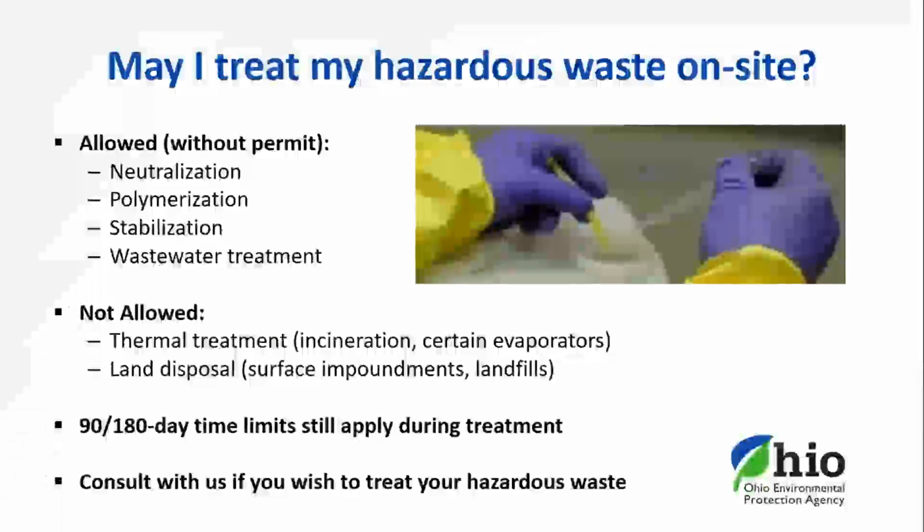But in general, there are a few types of treatment that are allowed. So you can perform neutralization, polymerization, stabilization, and wastewater treatment. The treatment needs to be done in tanks, containers, on drip pads, or in containment buildings. You're not allowed to conduct any thermal treatment or land disposal. And keep in mind that the 180-day or 90-day time frame applies as you're treating your hazardous waste. And it's always a good idea to reach out to someone here at the Ohio EPA if you have any questions before you treat your hazardous waste on site.